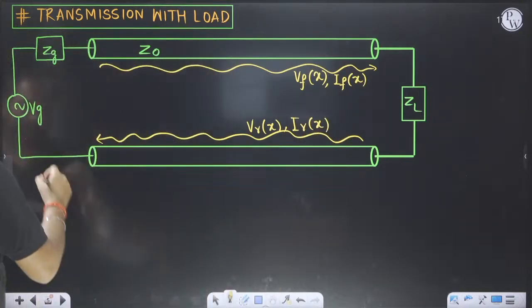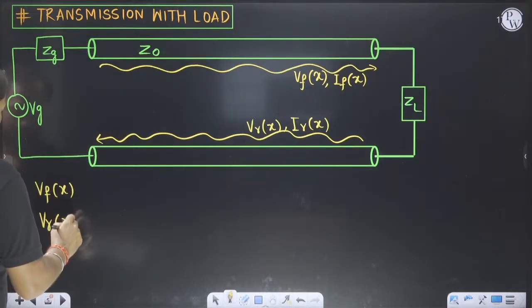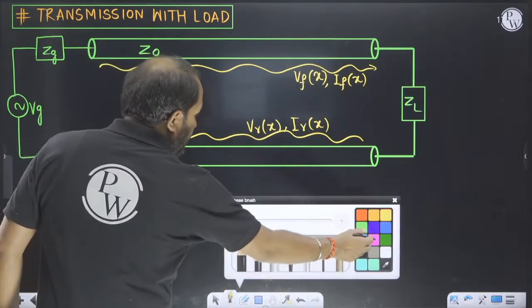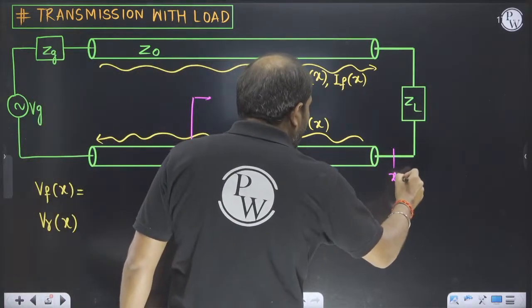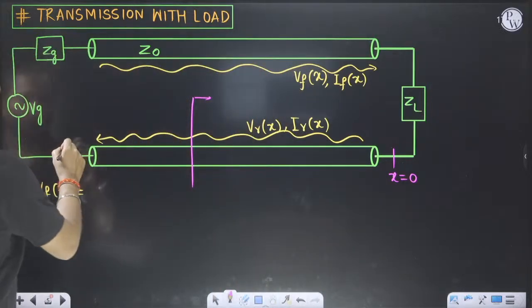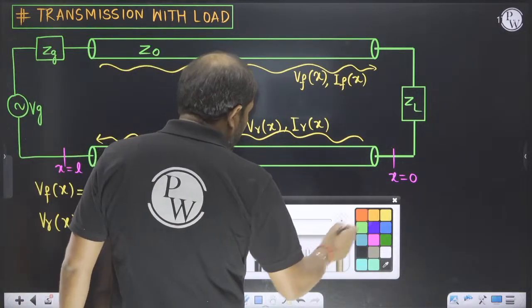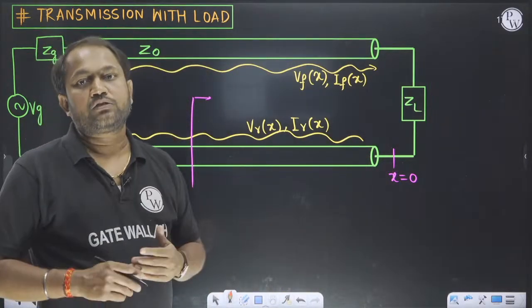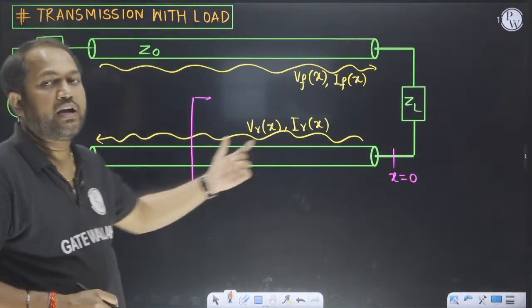So we have forward voltage VF(x) and reverse voltage VR(x). How will it be written? At load we will consider x equal to 0 and at source we will consider x equal to L, so the length of the transmission line is L. Always we will take that at load x equals 0 and at source x equals L, except in transient. In transient we will take x equal to 0 and x equal to L.